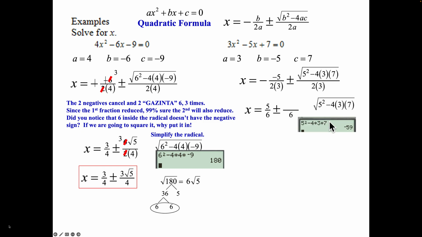So enter that into your calculator. We get a -59. So in square root of a -59, all we can do is take out the I. 59 is a prime number. Nothing's going to cancel. That's your answer.